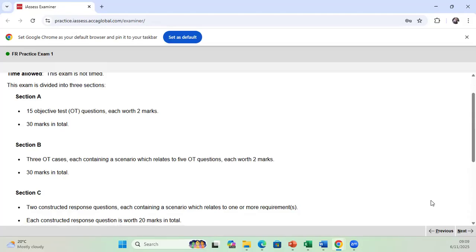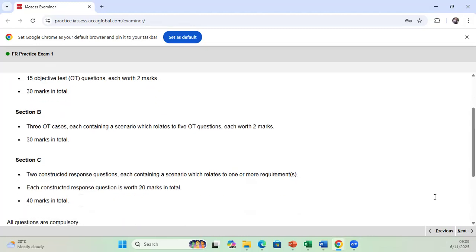Section B has the OT case questions. You are given a case, and after that case, the questions relate to that given case. For the OT questions, there are 3 cases, and each case has 5 questions. So the questions will relate to the case that you have been given. Then we get to section C. Section C is out of 40, and it is 2 constructed response questions.